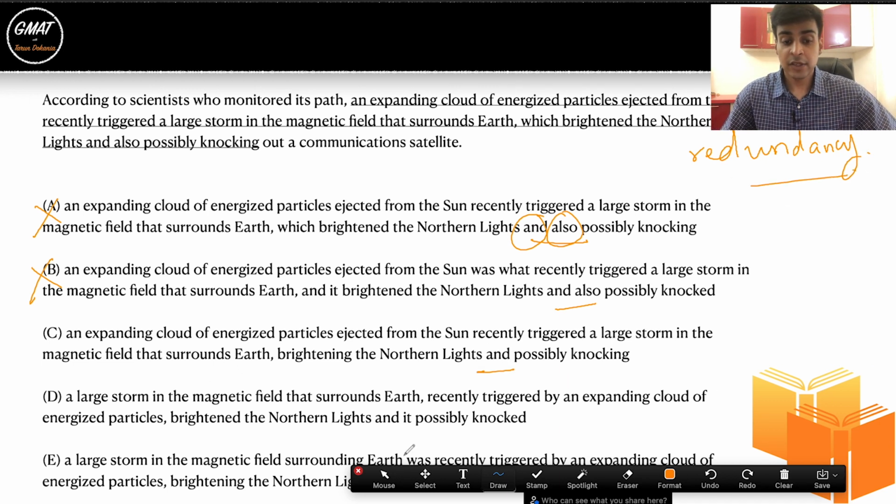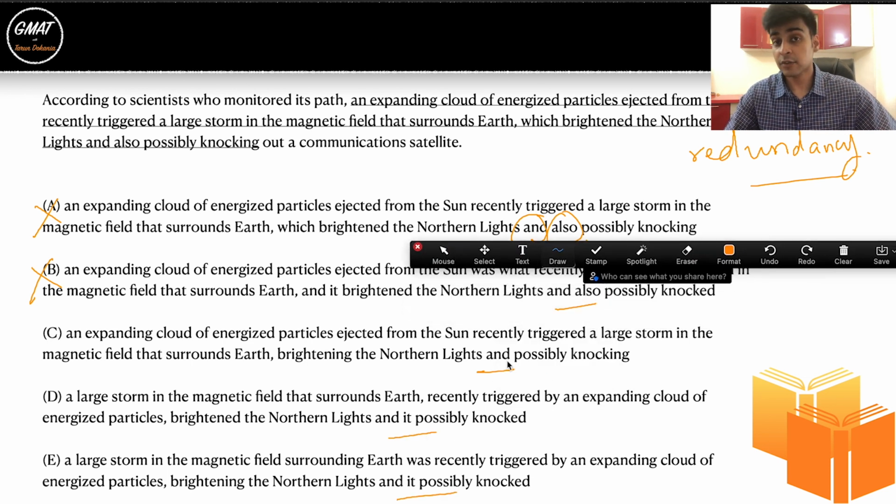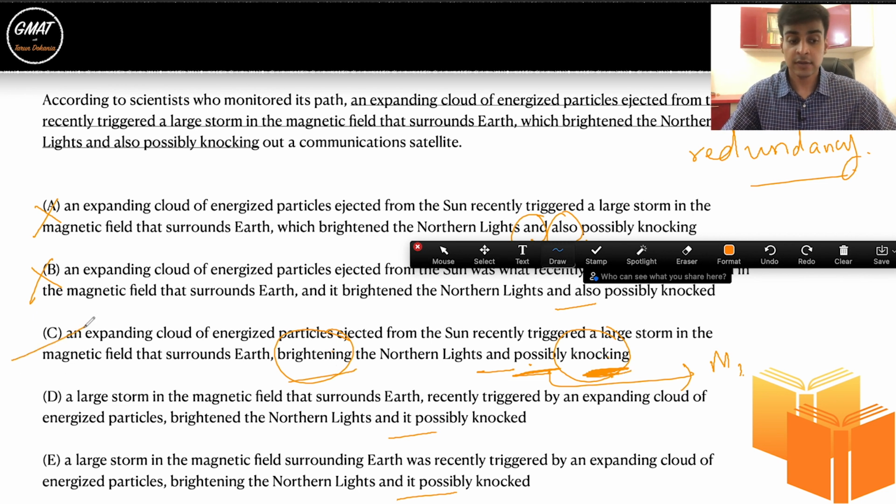Looking at C, and possibly knocking, and it possibly knocked, and it possibly knocked. That's parallel construction. Let's check parallel construction. Let's say C, an expanding cloud of energized particles ejected from the sun recently triggered a large storm in the magnetic field that surrounds Earth, brightening the northern lights and possibly knocking. So this knocking can be parallel with brightening. If you're asking about the word possibly, this is a modifier attached to my main constituent. This is what is at the crux of my parallel construction, and I'm only modifying it. Good with me. I can always ignore modifiers. So brightening, knocking seems okay.